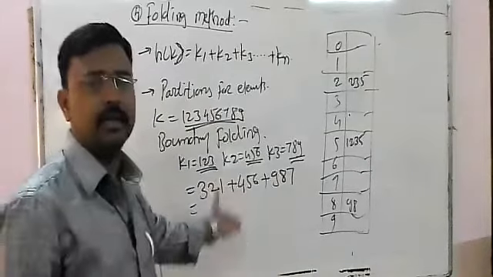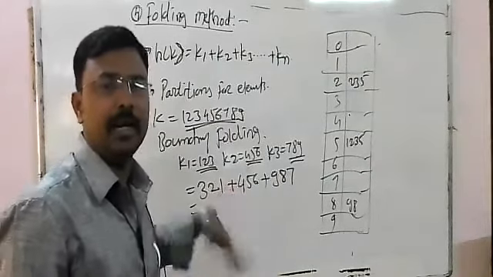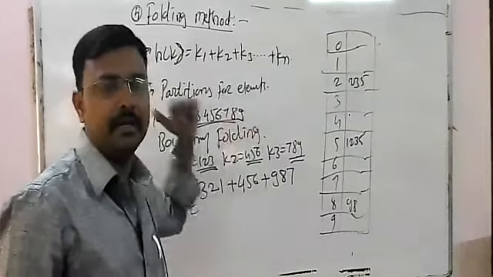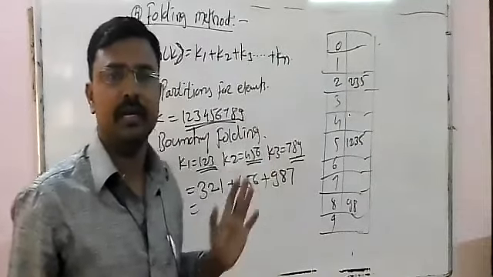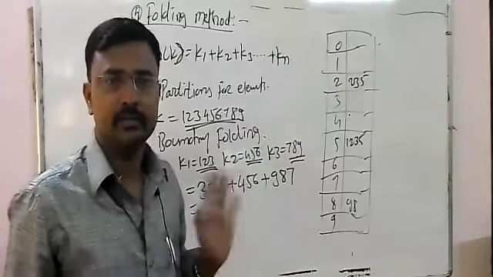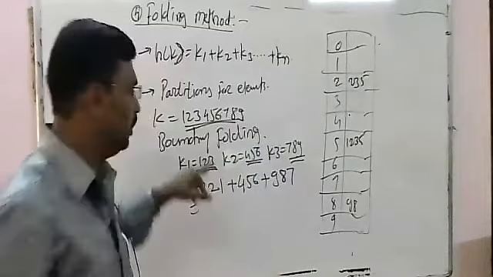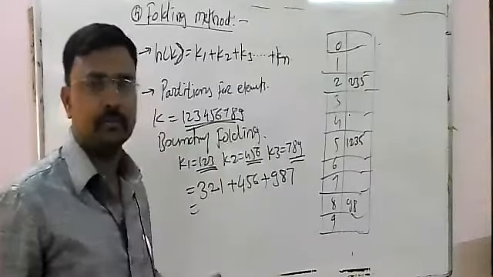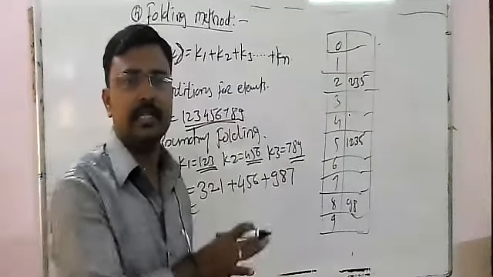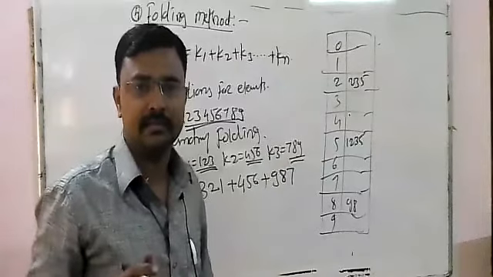Okay? Then whatever value you get, apply the mid square technique. Again, apply division. Whatever technique you have to apply, you can apply here. Right? So, in boundary shifting, whatever the boundary's value, boundary means what? Either the first key or the last.